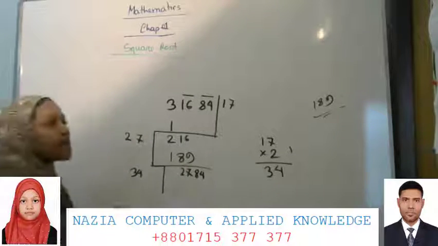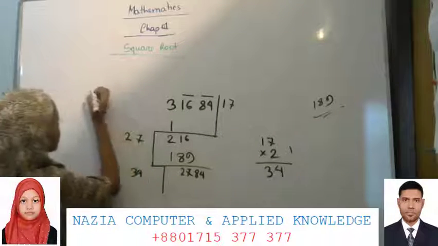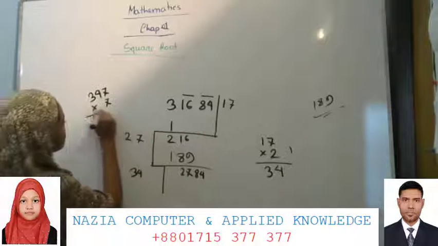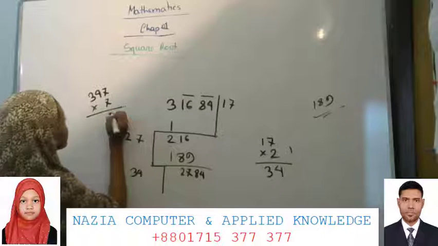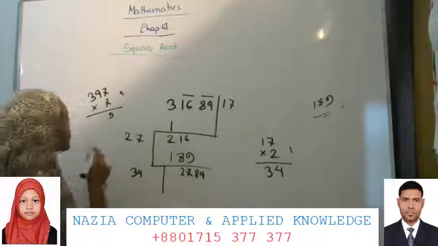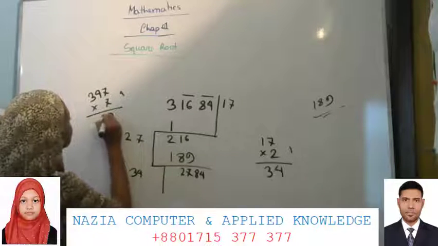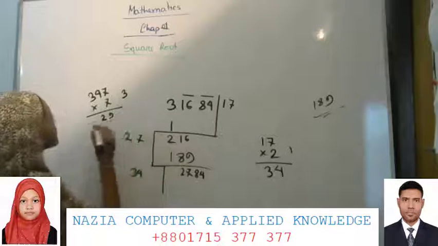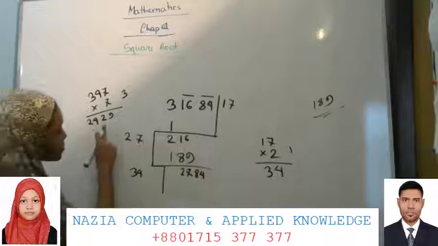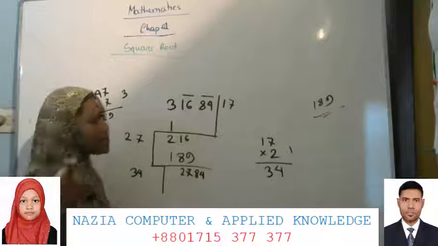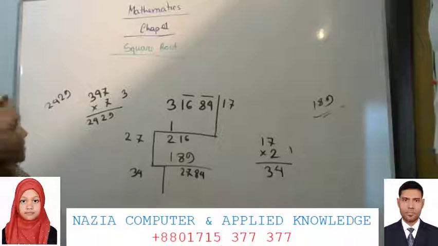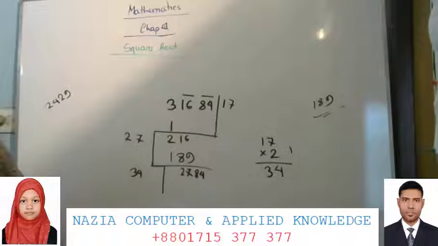Then let's put 8, or 7. Let's try with 7. 7 7s are 49. 7 4s are 28, 28 plus 4 equals 32. 7 3s are 21, 21 plus 3 is 24. 2429, 24, very close. So we can write it here because it is very close. Then we see with 248.